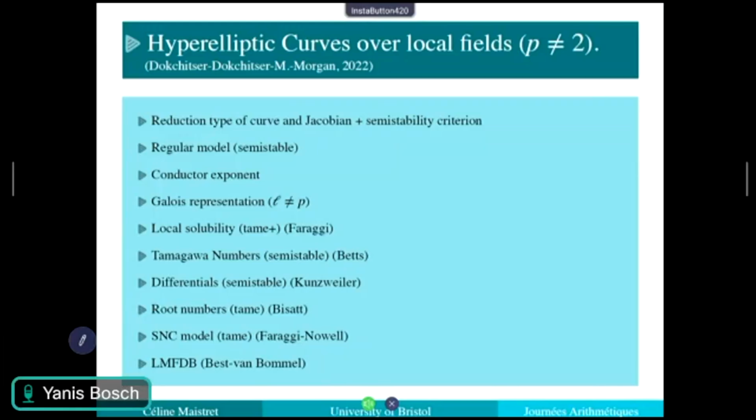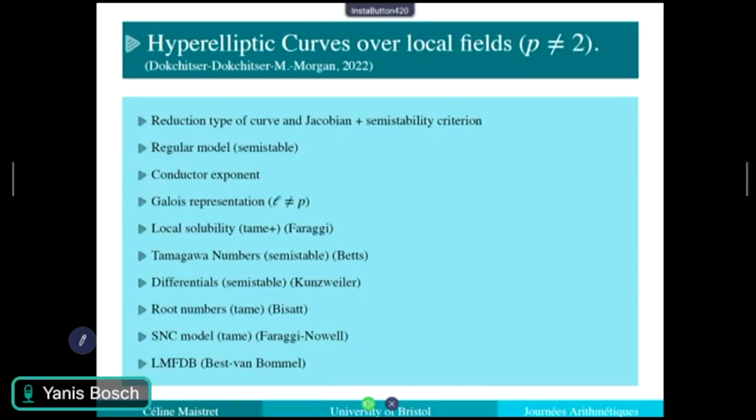The conductor exponent, which I mentioned, is used in the modular method. The Galois representation, when you work over Q_l, which is not p. Thanks to the work of Faraggi, we can now understand whether the curve has a point over Q_p, given the cluster picture, in some cases when it's tame plus some conditions. And the work of Betts also gives you a closed form formula for the Tamagawa numbers. Those are the little fudge factors that I showed you in the second version of BSD, which was easy to access for elliptic curves, but a lot more challenging for Jacobians.